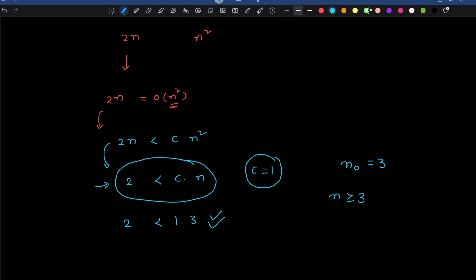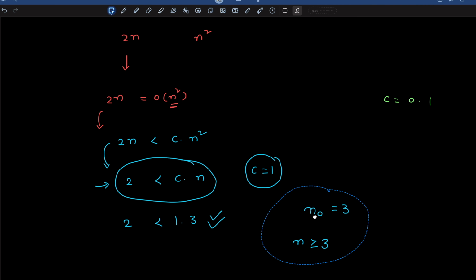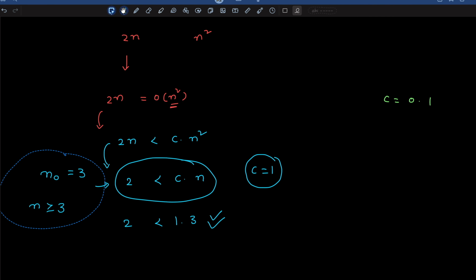Let me give you one more example. Let's say my value of c is equal to 0.1. So now in this case, what will happen? And what about my value of n0?